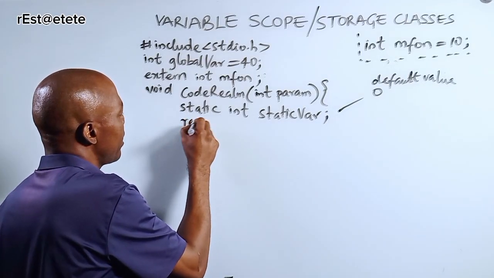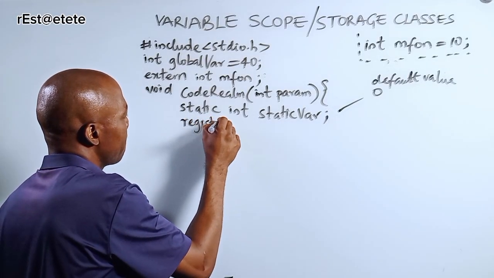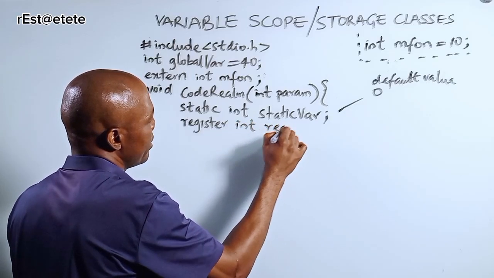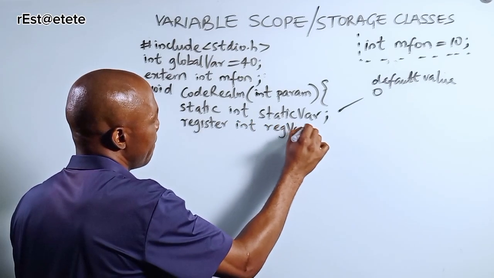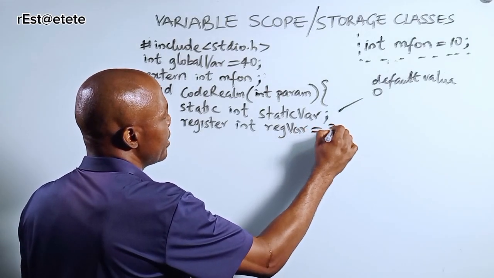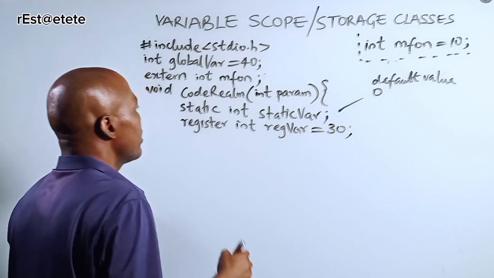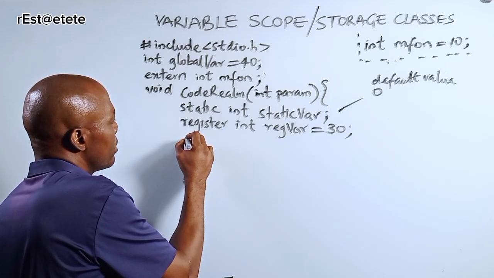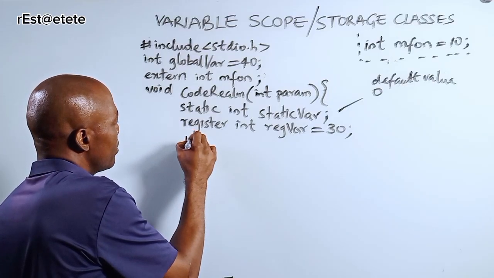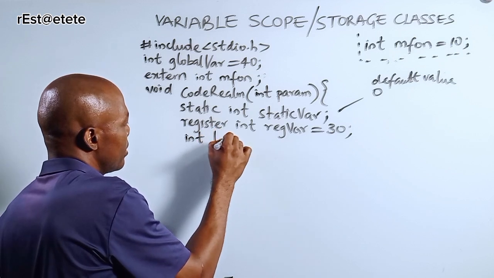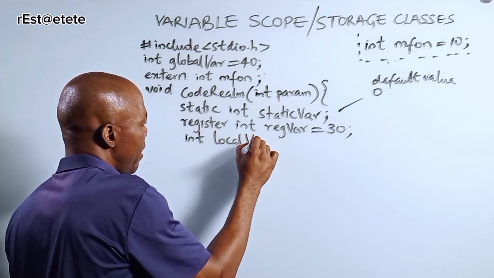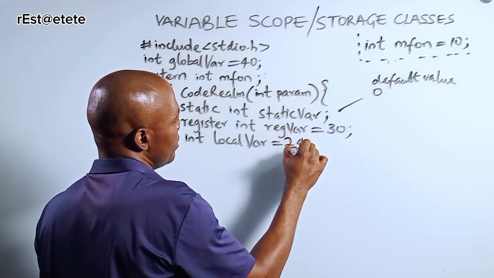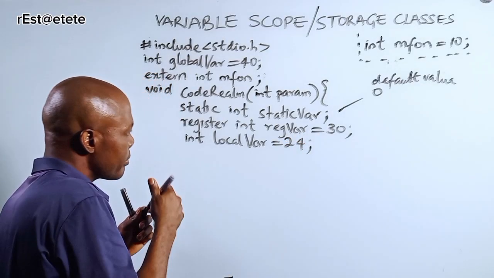Now I am going to declare another variable. I will call it register. And I will say int reg var, right? I will assign 30 to it. Then I will declare another variable. I will call it local. So I will say int local var. I will assign 24 to it, right?